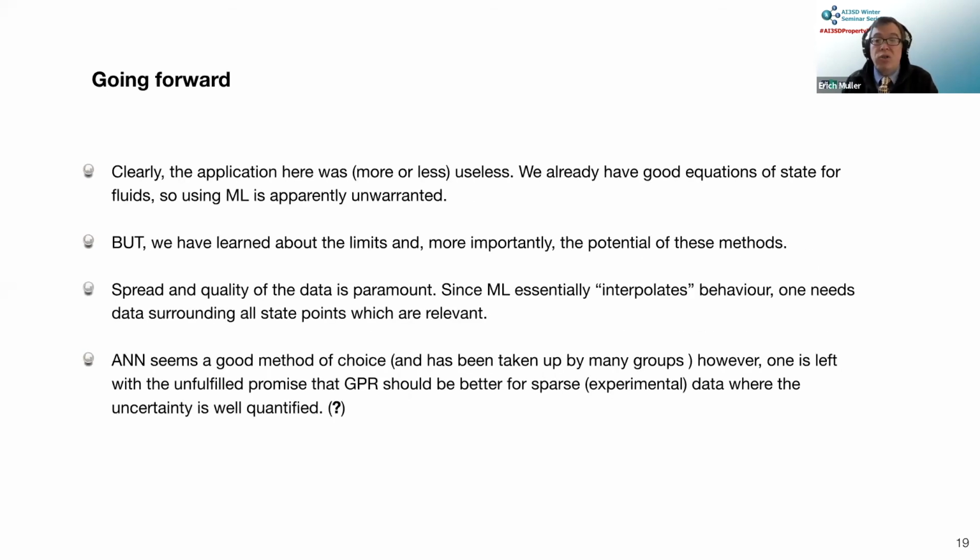Of course, the application I'm showing you is completely useless. We already had the equation of state, so what's the point? But we learned limits. We learned how to use these methods. And we understood that the essence of the requirement of the machine learning to interpolate data, and the reason why we need the spread and quality of data, is paramount. Another thing that surprised us is that the Gaussian processes didn't fulfill their promise, which we would have expected a better result from, and we're still thinking about what this actually means.